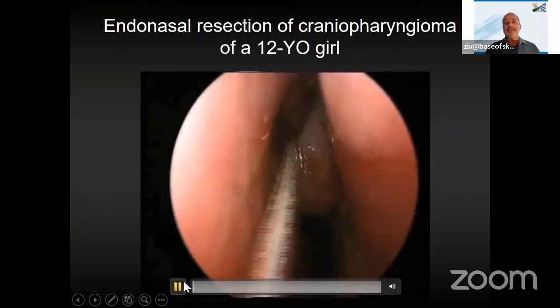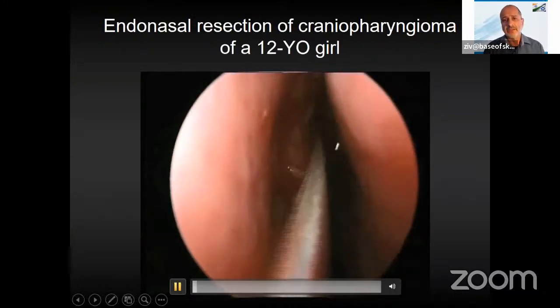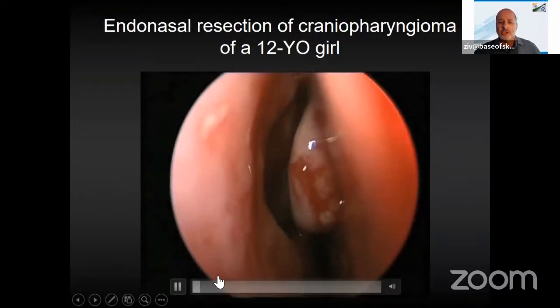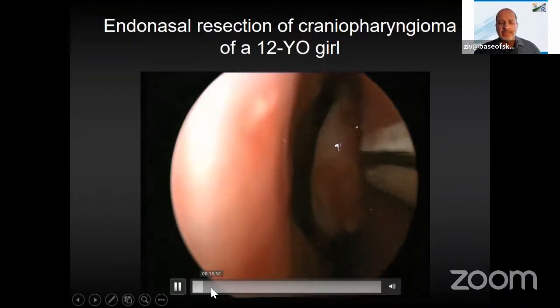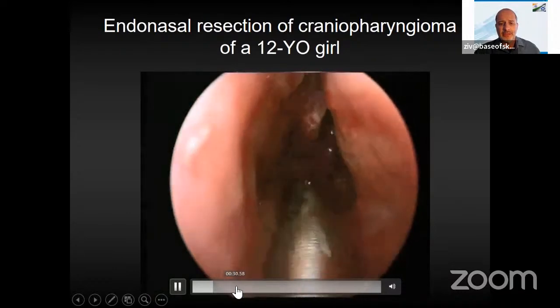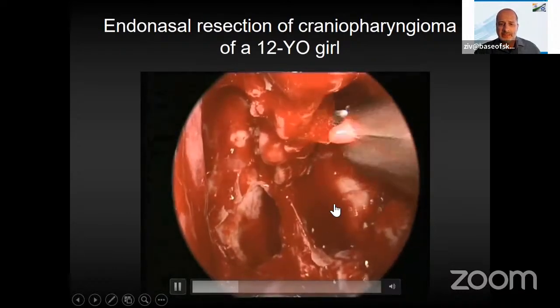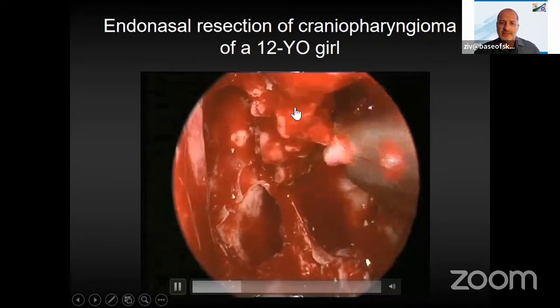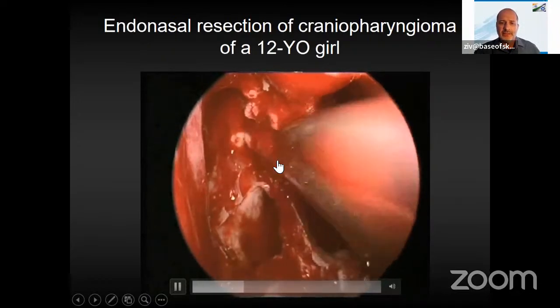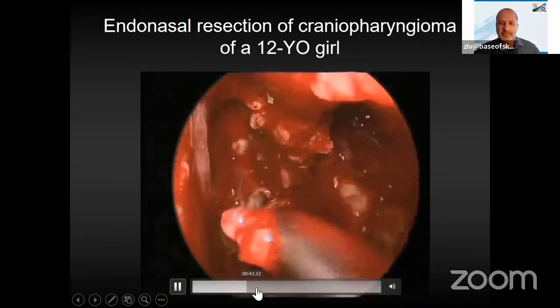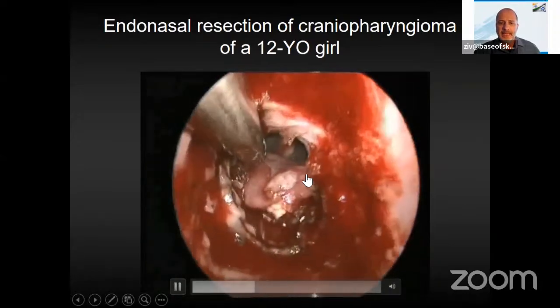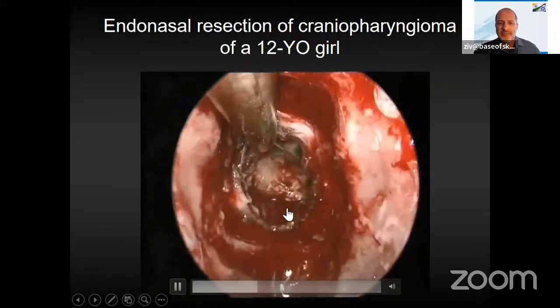We can go intracranially, as you can see here, lateral and medial to the carotid artery. This is the sphenoid sinus. This is the posterior area of the cribriform plate. This is the planum, through the planum, removal of the tumor.